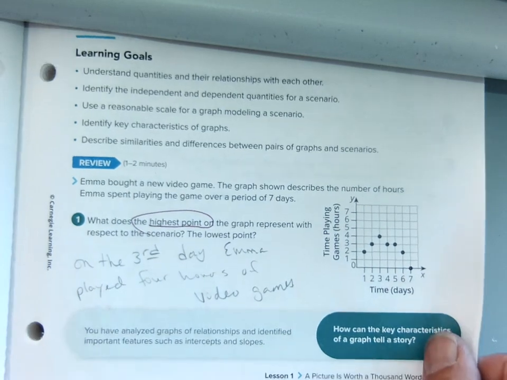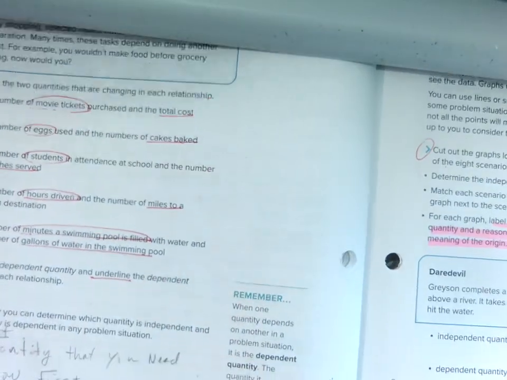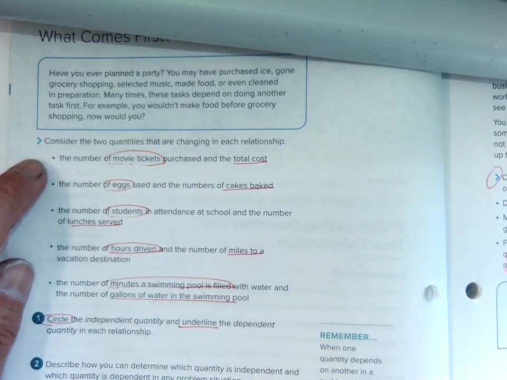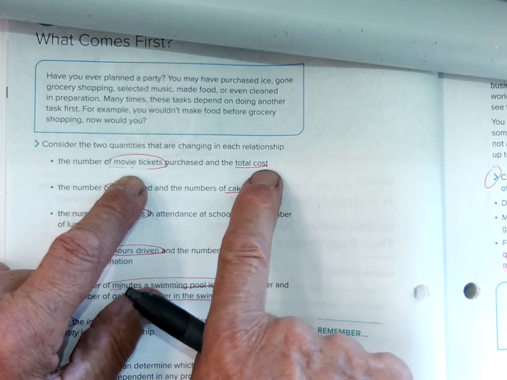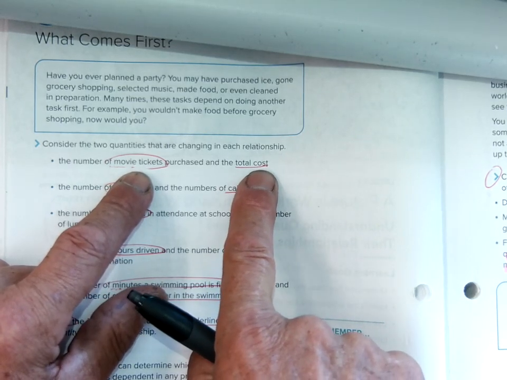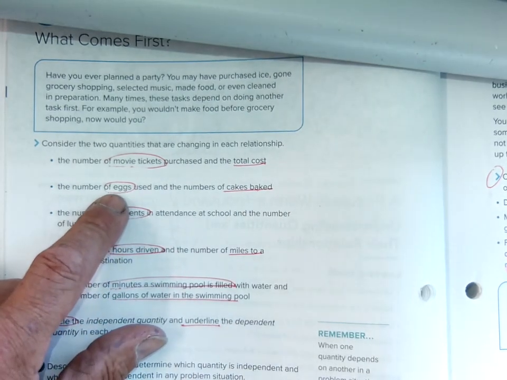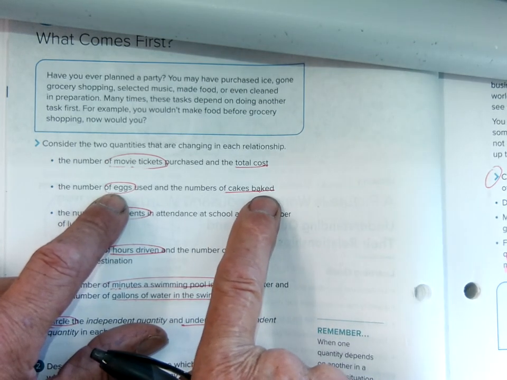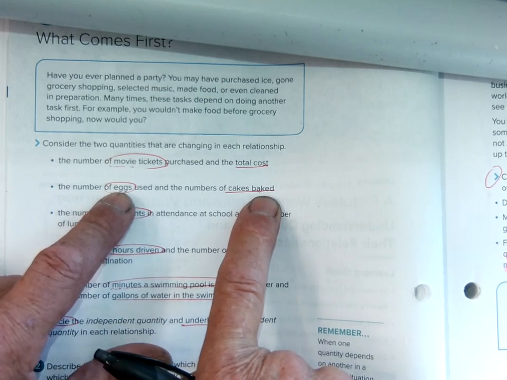Then we talked about independent and dependent quantities. So we looked at these scenarios. Which one comes first? Well, you buy movie tickets, then you pay. That's your independent variable, and your cost is dependent on how many tickets you buy. This one, you look at the fridge, however many eggs you have, that's how many cakes you can bake. Eggs are the independent variable, cakes are the dependent.